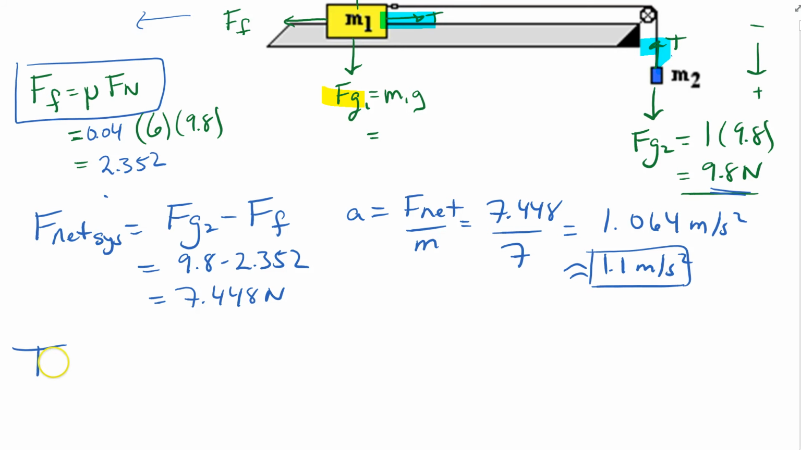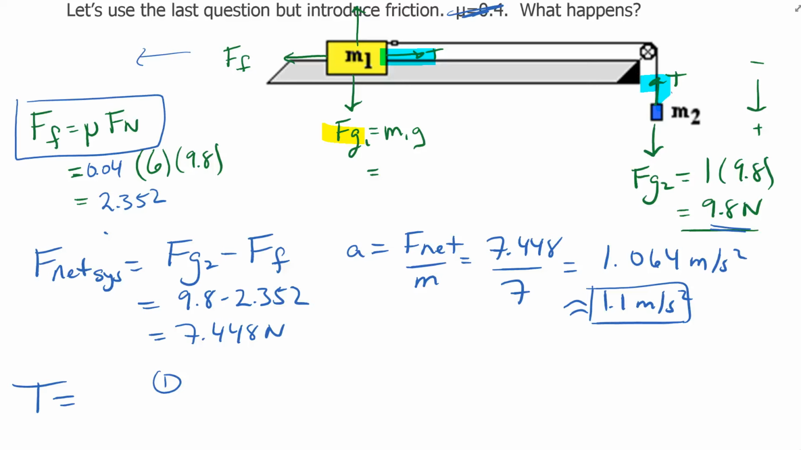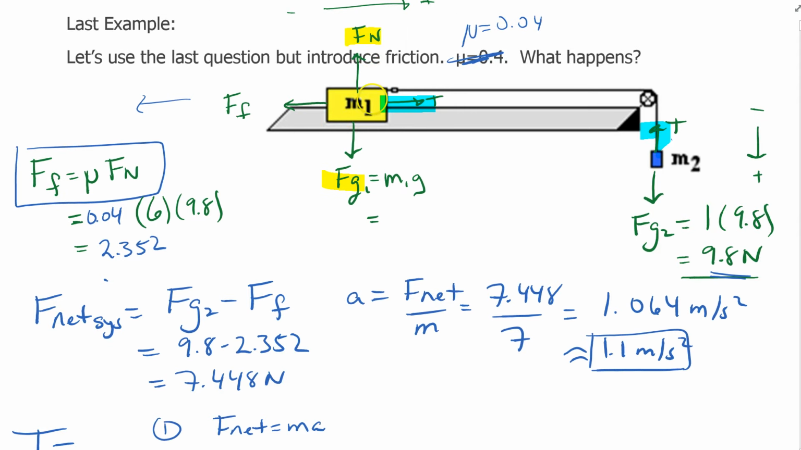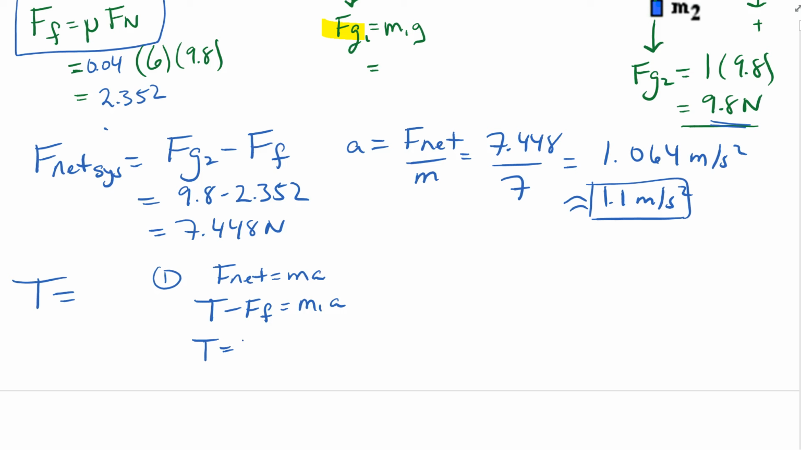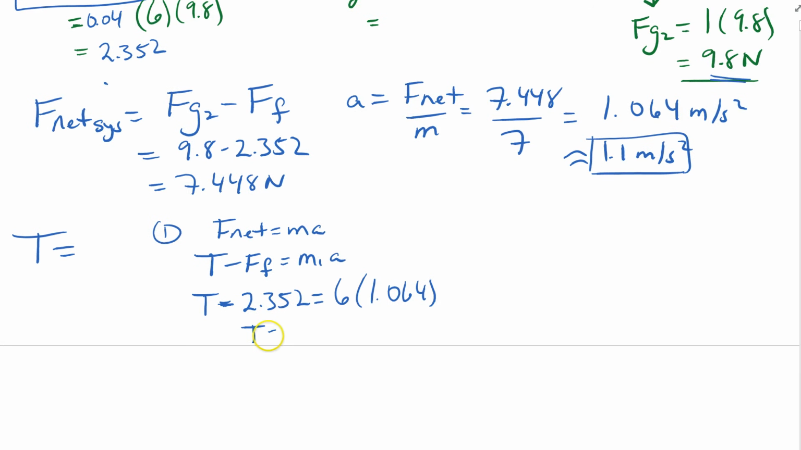The last step is to find the tension. And we can take either of these free body diagrams. If I take equation number 1, I have to do an F net equals ma statement. What is the F net? Well, the normal force and the force of gravity are going to cancel each other out. I've got the tension force in the positive direction minus the force of friction is equal to the mass of object number 1 times acceleration. So I already figured out that friction force was 2.352. That's a minus 2.352. Which is going to be equal to the mass of object number 1, which was 6, multiplied by the acceleration of 1.064. And I get a final answer here of tension is 8.736 newtons.